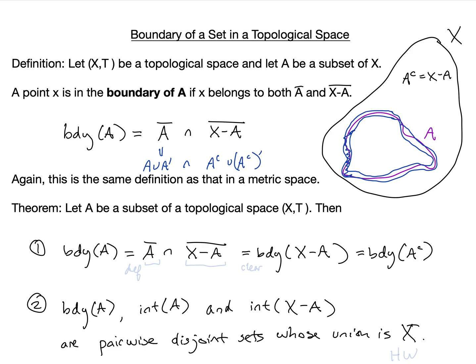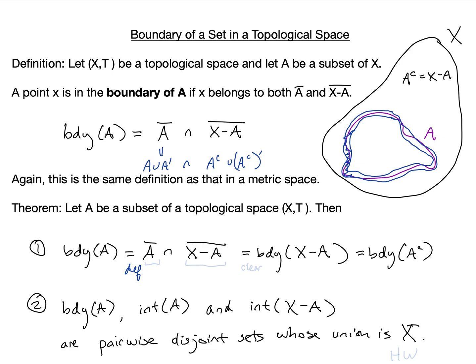So here's a theorem about the boundary of a set. Some of these ideas were discussed previously in terms of metric spaces. Anything that we proved previously still applies, but a lot of this we did not formally prove. So let's look at this theorem. First of all, the boundary of A is equal to A closure intersected with X minus A closure. This is just the definition. And that's also equal to the boundary of A complement.